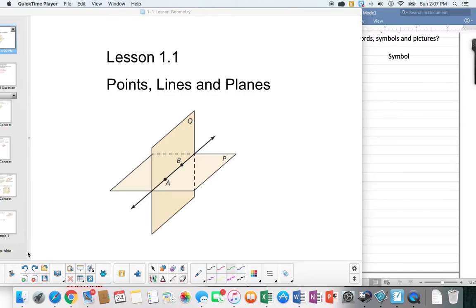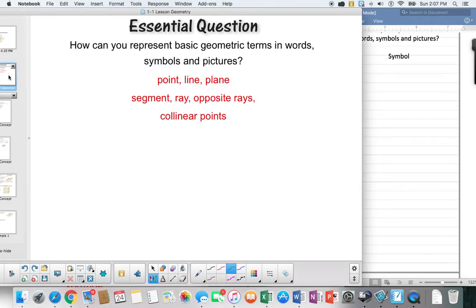Lesson 1.1, Points, Lines, and Planes. Our essential question: how can you represent basic geometric terms in words, symbols, and pictures?